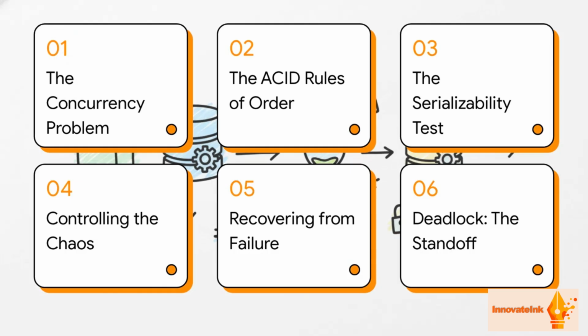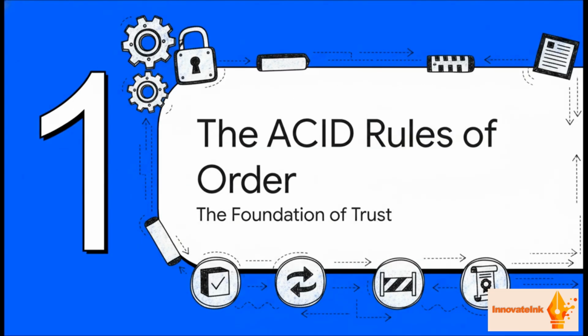So here's our game plan for today. We'll start with this whole concurrency problem. Then we'll lay down the law with the ACID rules. We'll figure out how to test if things are correct with serializability, and then dive into how we actually control the chaos. And finally, we'll look at what happens when things go wrong, like recovering from failure, and the ultimate standoff, deadlock. All right, let's get into it.